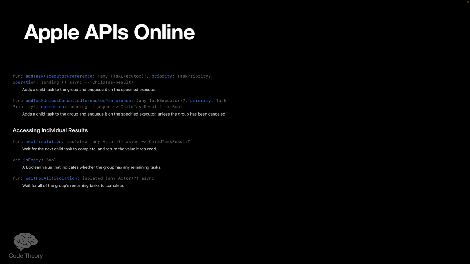So this gives a bunch of information. It tells you the types of all the different properties, or parameters, sorry. It tells you the return type. You can see the function definition, and you even get a little bit of text that tells you what you should expect this to do, right? Add a child task to the group and enqueue it on the specified executor, right? Executor is an implementation detail of actors. You don't have to worry about it too much. So this is an API. This is sort of what API documentation looks like, right?